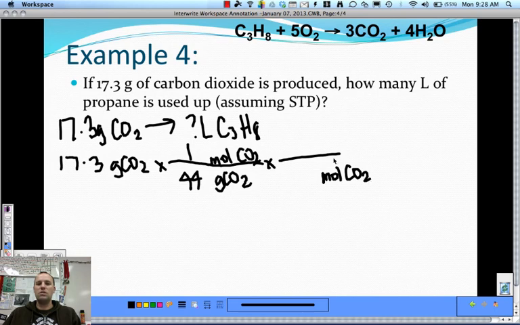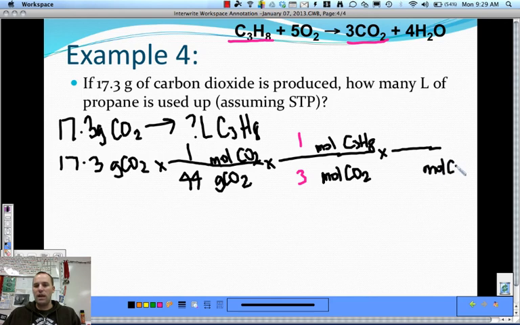Moles of CO2. I need to switch substances. I need to get to propane. The only time I can switch substances is if they both say moles. Now I can switch substances. Where do these numbers come from? The balanced equation. 1 mole of propane is equal to 3 moles of CO2. That's the only time I'm going to use those numbers. At no other time will you use the numbers from the balanced equation.